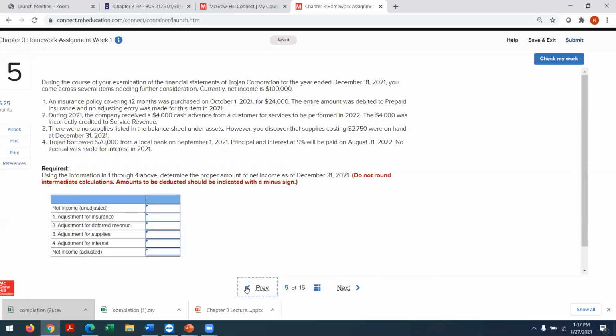During the course of your examination, okay, we're going to do these together, because someone said there was a lot of work. There kind of is. Let's do some together to limit it. During the course of your examination of the financial statements of Trojan Corporation for the year ended December 31st, 2021, you come across several items needing further consideration. Currently, net income is $100,000.